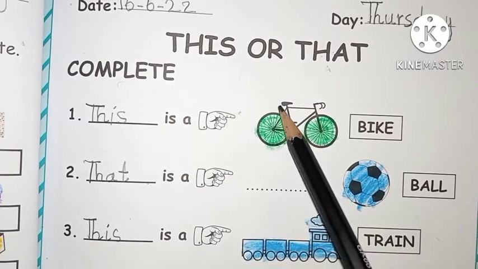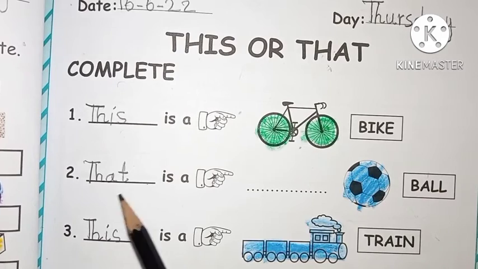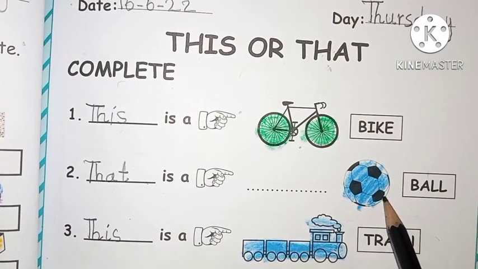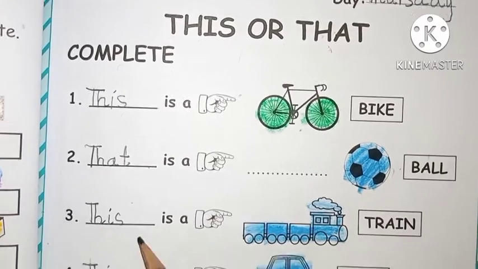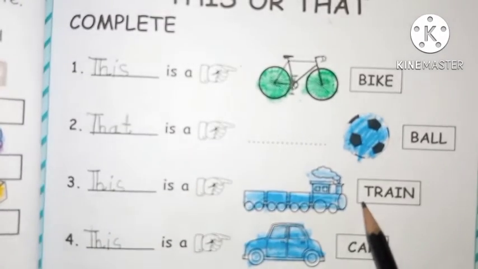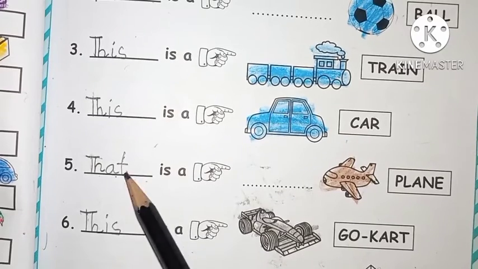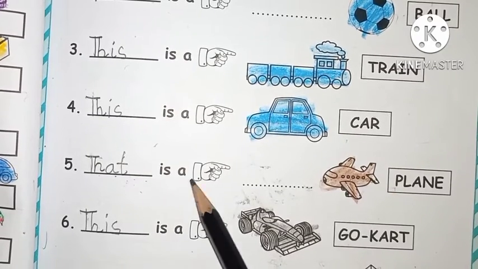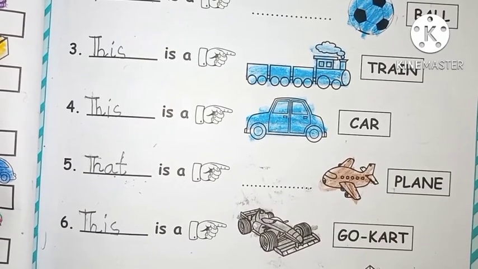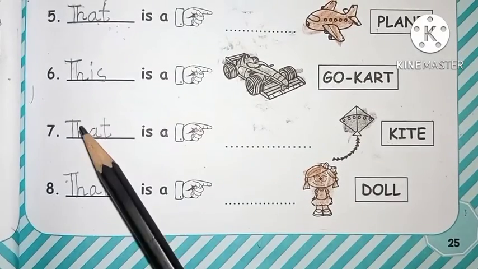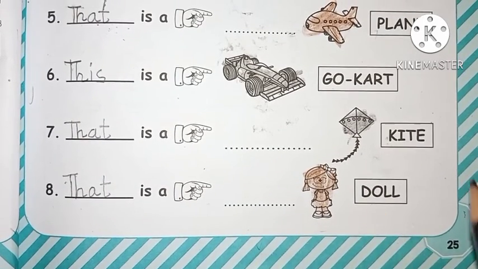This is used for the thing that is near and that is used for thing that is far. That is a ball. So ball is far here, so we use here that. This is a train. This is a car. That is a plane. This is a go-kart. That is a kite. That is a doll.